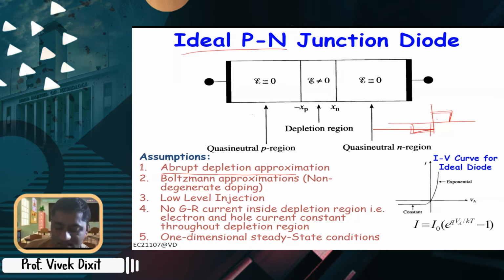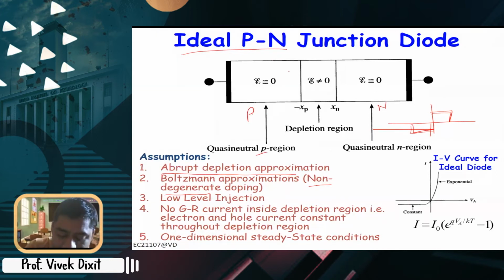And second, of course, these semiconductors are non-degenerate, right? So we can always write n = ni exp((EF − Ei)/kT). Those equations we can write. Then low level injection. Low level injection means, from this is P type, this is N type.